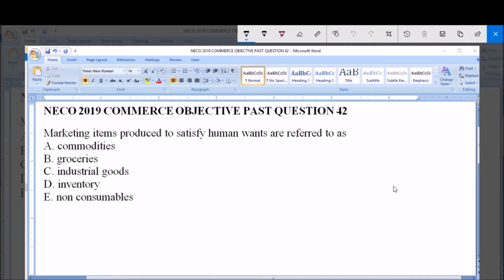Marketing items produced to satisfy human wants are referred to as: A. Commodities, B. Groceries, C. Industrial goods, D. Inventory, E. Consumables. So we're looking at items that are marketable, that are produced to satisfy human wants. So let's look at what each of the options are.